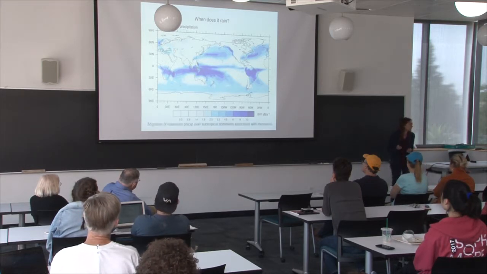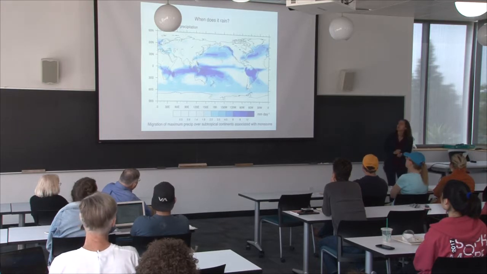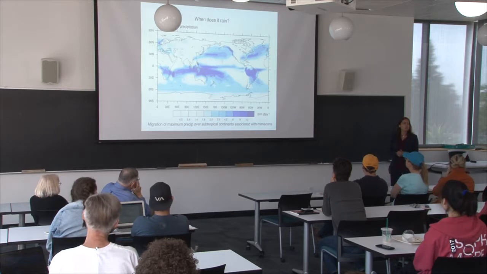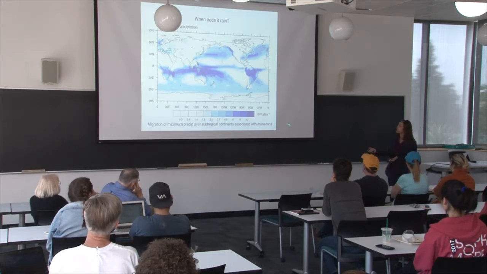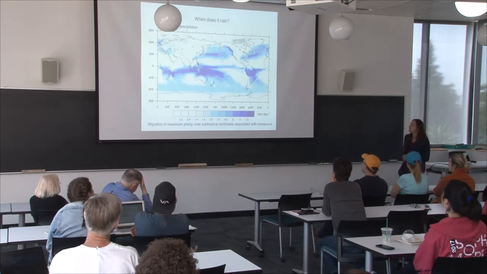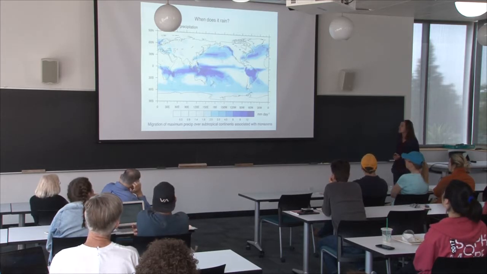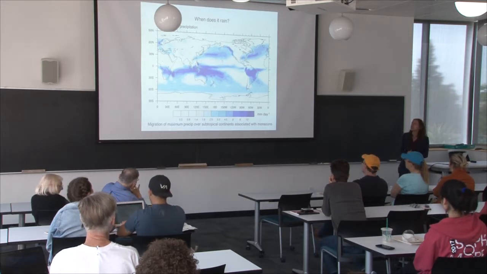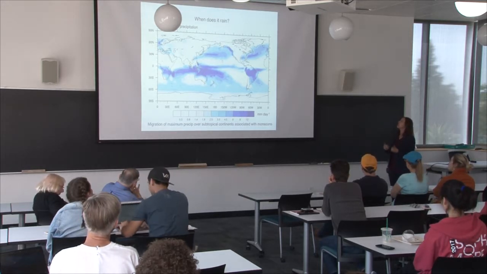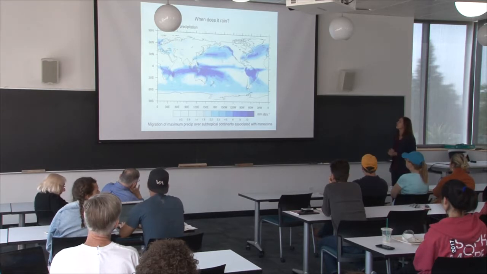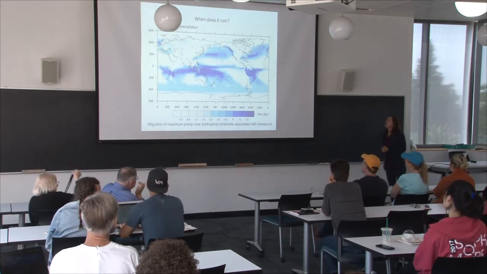And I hope that I'll have time later to return to this question. So this is just based on observations. As a climate scientist, here is a short summary. Migration of maximum precipitation over subtropical continents is associated with the monsoons, and this is a fundamental part of the overall tropical precipitation and circulation pattern.